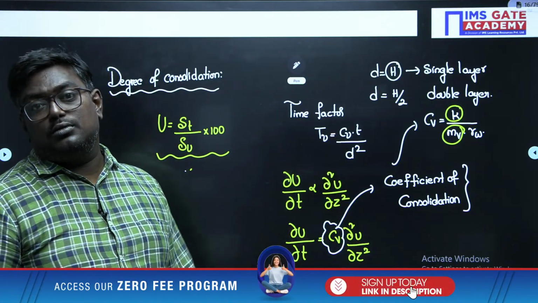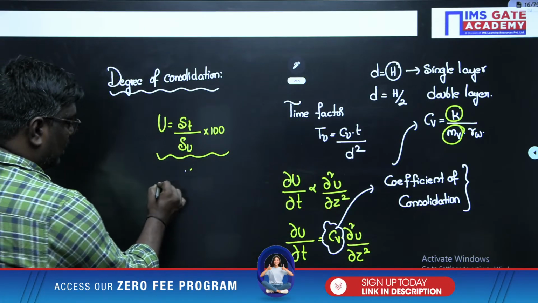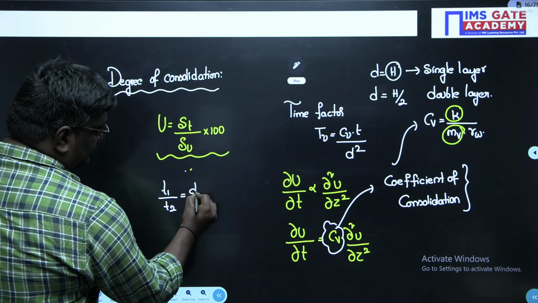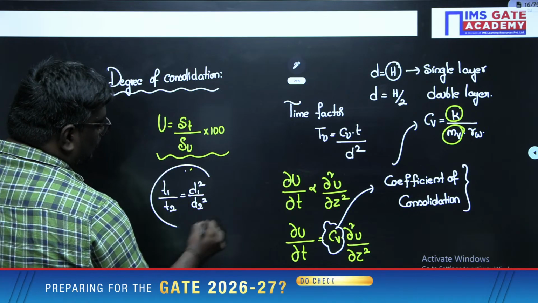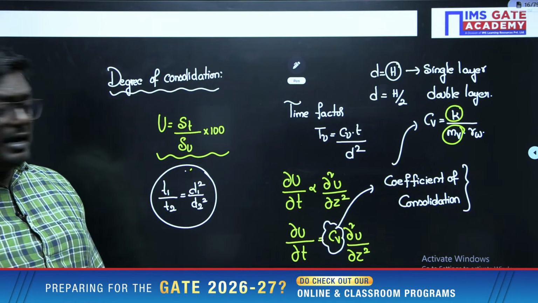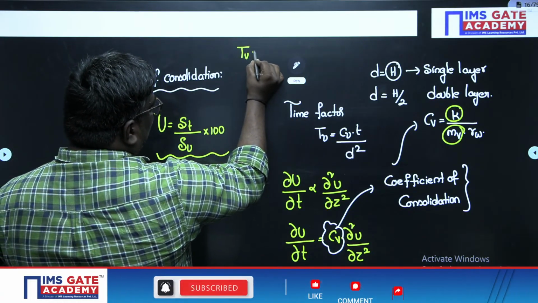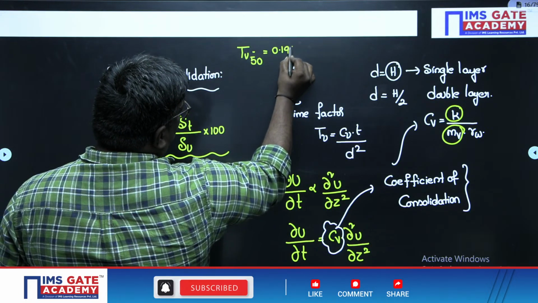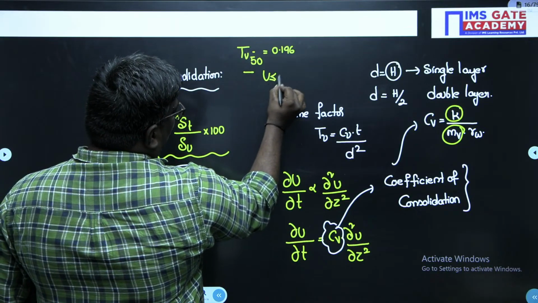From this, we can also write T1 by T2 for same degree of consolidation as D1 square upon D2 square. Like that, we have to derive the relations. And remember, my dear students, here, time factor, if it is 50, you can directly remember this value as 0.196, or nowadays they are giving, sir, if degree of consolidation is less than or equal to 60.